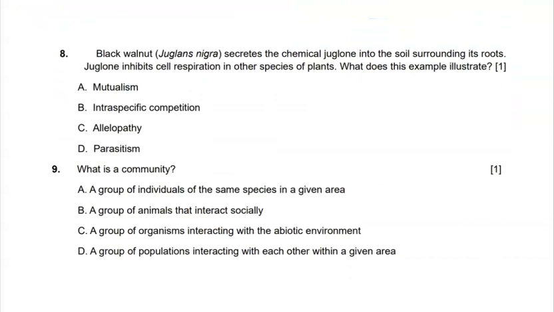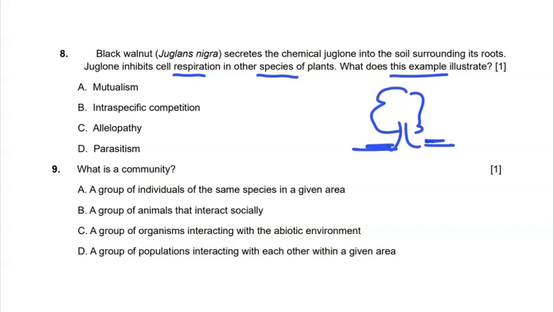The black walnut secretes chemical juglone into the soil, and that inhibits cell respiration in other species of plants. What does this example illustrate? Well, of course, the tree then, with its inhibition, means that nothing will grow underneath it, and that is allelopathy. You may have heard about the teak doing the same thing, and you may have heard about yew trees doing the same thing, in this case, the black walnut.